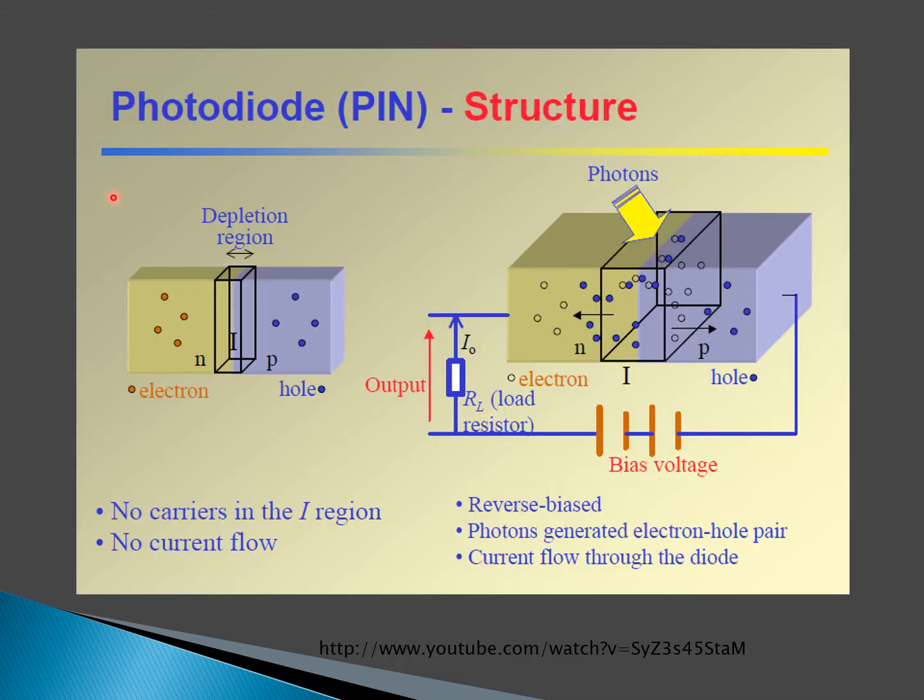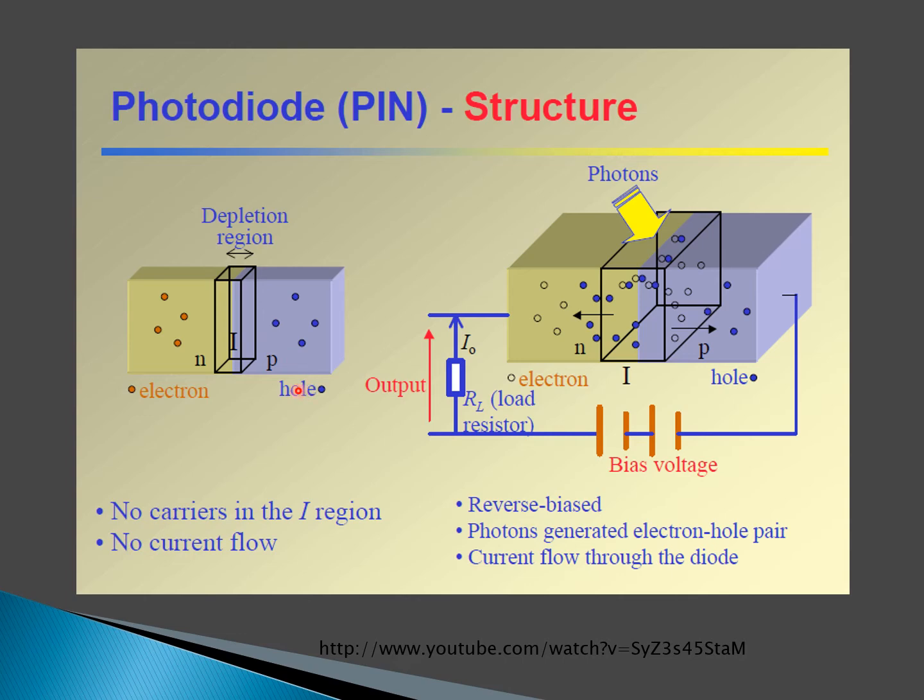Now let us look at the PIN photodiode structure. You can see we have the P type and also the N type, and in between you have the intrinsic region. That's why we call it a PIN photodiode. This is the figure of the PIN photodiode structure when it is not connected to the battery.